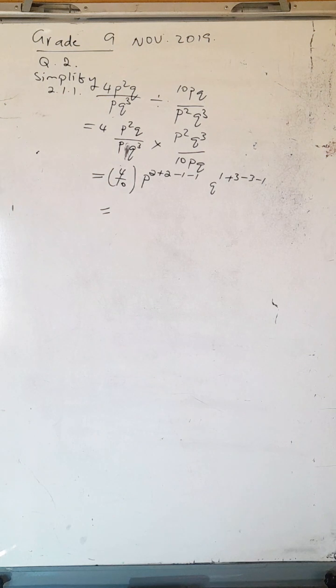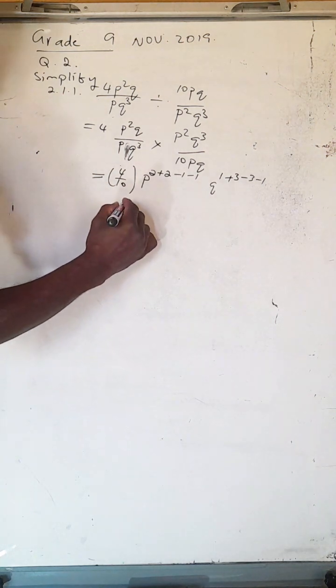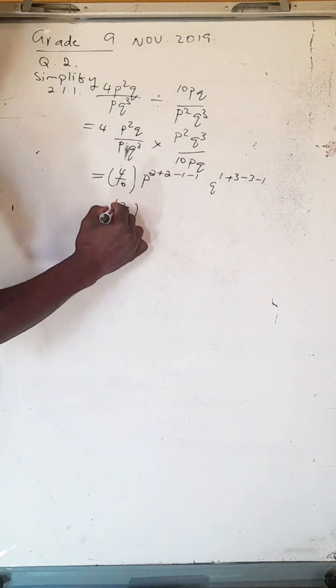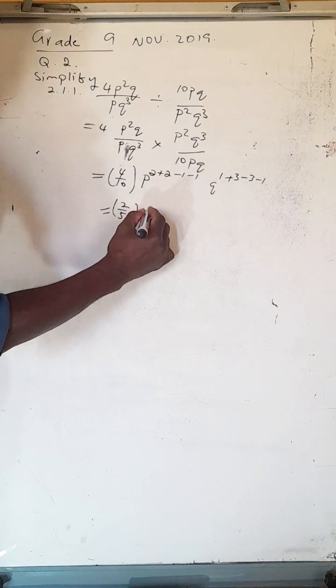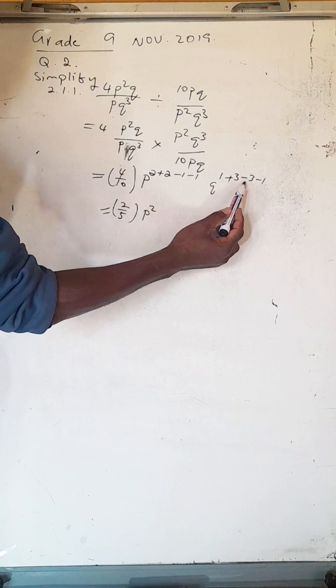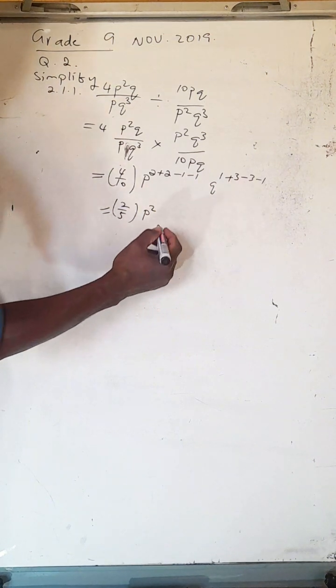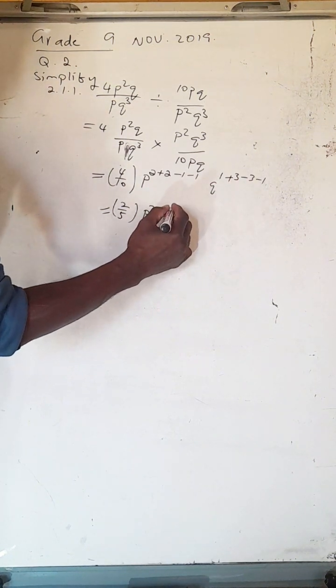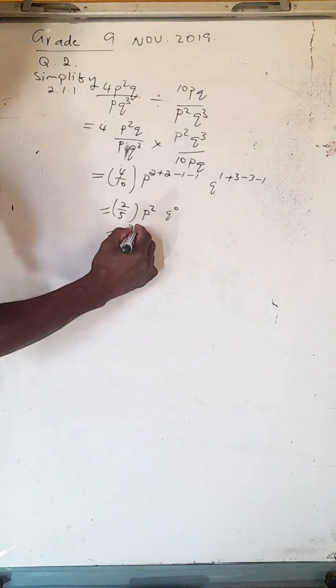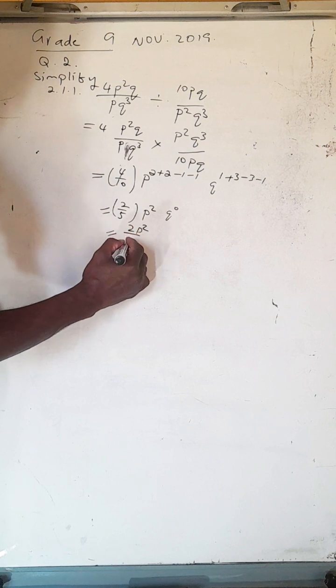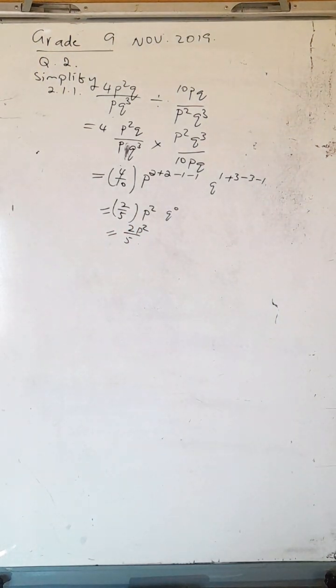4 over 10 is 2 over 5, so that's fine. And then 2 plus 2 is 4, minus 2 is just 2. Here is 3 minus 3, 1 minus 1, so the answer is 0. So this is q to the power 0. Anything to the power 0 is 1, so the answer we get here is 2p squared divided by 5.